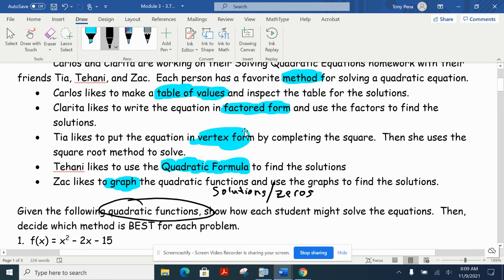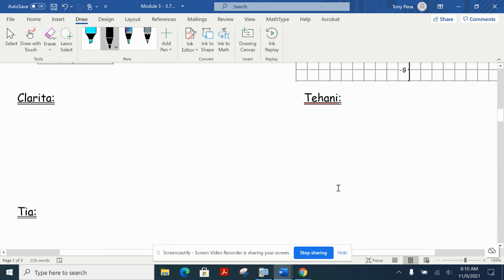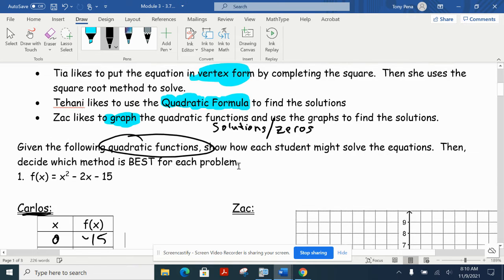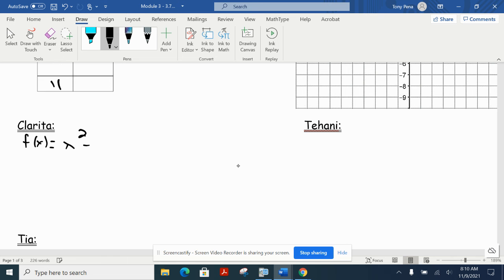So which one have we done here? We did the table. So that one's all set. Find Clarita, and let's do the factored form. So wherever Clarita is at, rewrite that equation. So where is she? She's down here. And that equation was f of x, right? Yeah, equals x squared minus 2x minus 15.